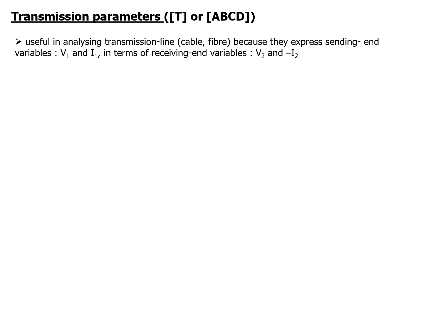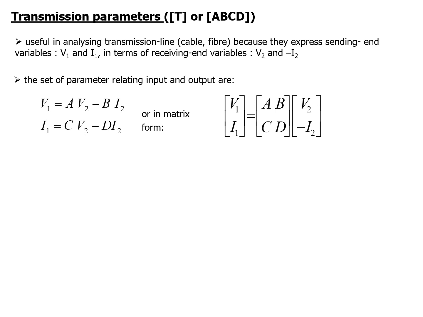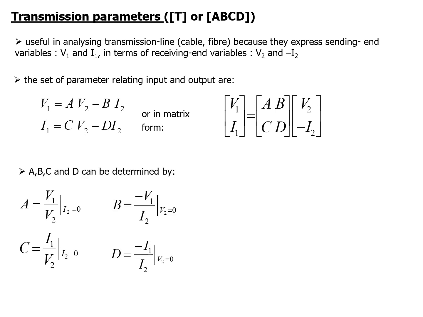Transmission parameters are useful in analyzing transmission line cable fibers because they express sending end variables V1 and I1 in terms of receiving end variables V2 and negative I2. The set of parameters relating input and output are shown as V1 equals A V2 minus B I2 and I1 equals C V2 minus D I2, or in the matrix form ABCD.